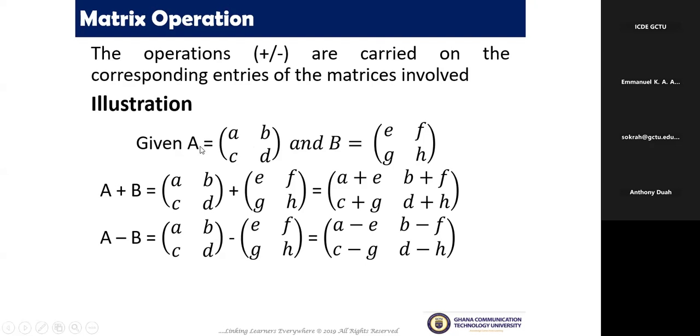If I give you a matrix A to be A, B, C, D, and I give you a matrix B to be E, F, G, H, and I ask you to find A plus B, your duty is to add corresponding elements to each other. So A is found in this corner, and it is the same corner that E finds itself. So you add A to E. So that is what you see.